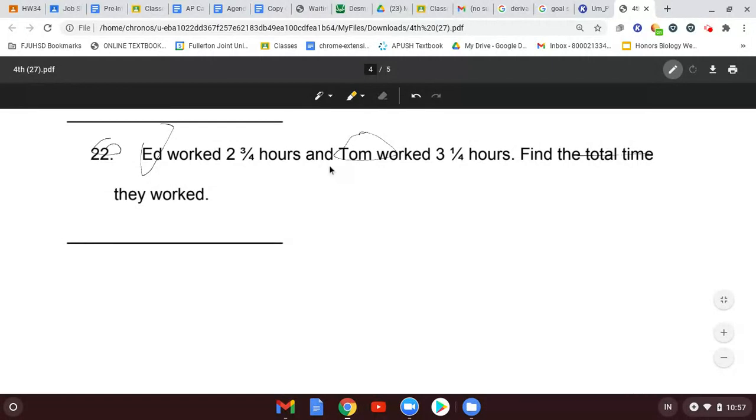Remember adding the whole numbers together, so 2 plus 3 is 5. And then 3/4 plus 1/4 is 4/4. However, 4/4 can be simplified into 1/1 or just 1. So that'll be 5 plus, let's add the other 1, which means they worked 6 hours. Okay.